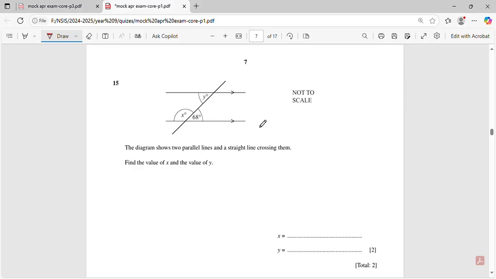Okay? Now for this part, let's think about it. How can we figure out the value of x? As x and 68 are both on a straight line, their sum is supplementary, which equals 180. So x will be 180 minus 68, which is 112. So this is for x, and of course y equals 68 because they are alternate. Okay?